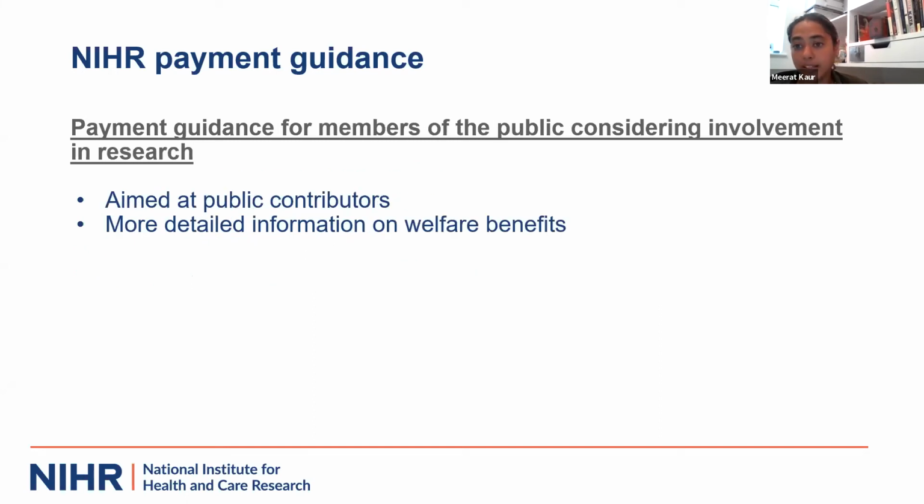For members of the public considering being involved, this is also important for them to have guidance in terms of understanding whether payment, whether reward and recognition can work for them, how it can work for them, what are the factors that they need to consider. It has additional information on welfare benefits, because we know that some of our public contributors are in receipt of welfare benefits, and so that isn't a reason not to offer payment, but they may need to have additional factors that they need to consider. Next slide, please.